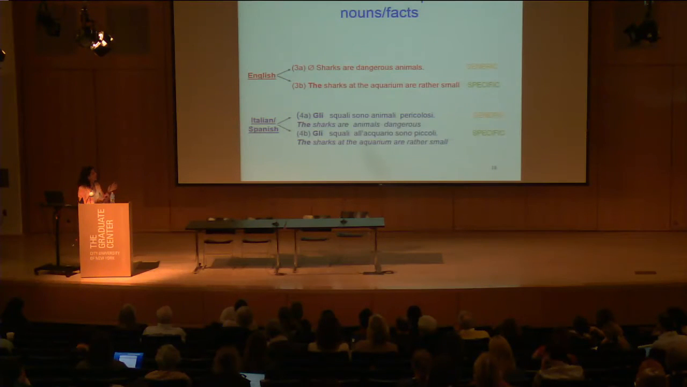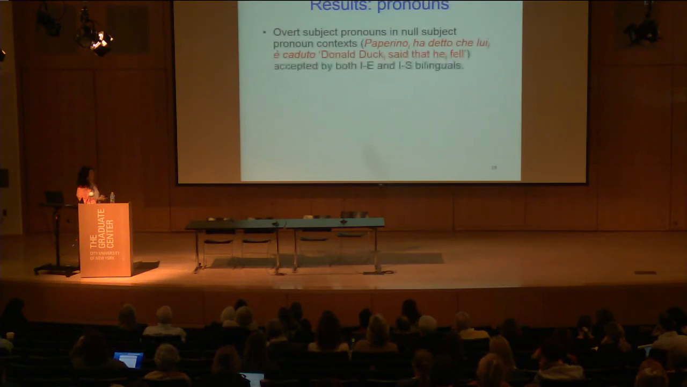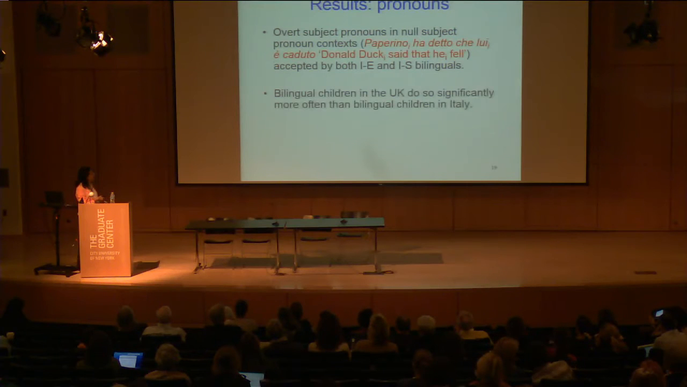What do we see in this study? This was a study of comprehension of structures. For pronouns, we see that both groups, the Italian-English bilingual children and the Italian-Spanish bilingual children, over-accept overt subject pronouns when they clearly refer to the subject. So they accept sentences like Paperino ha detto che lui è caduto, Donald Duck said that he fell, where he clearly refers to Donald Duck. Both groups do it, with no difference in language combination.